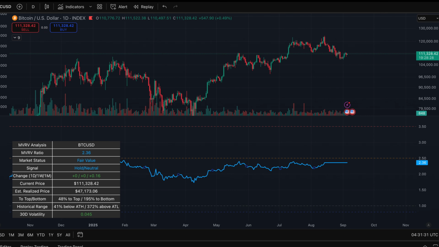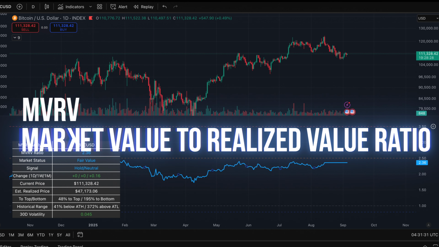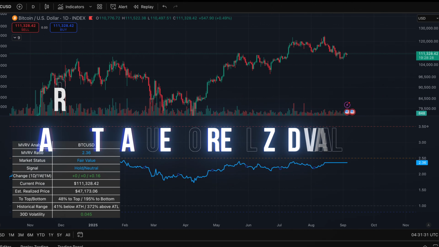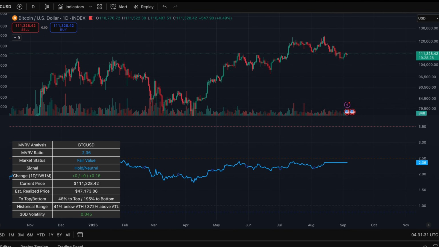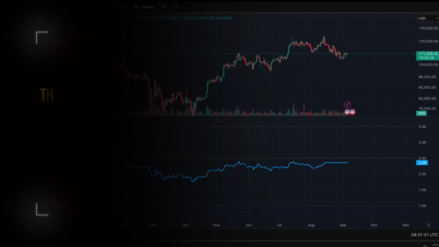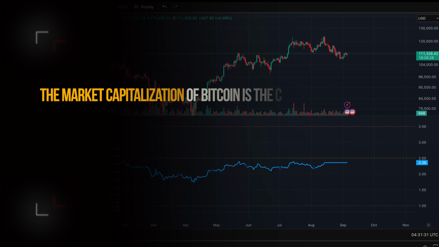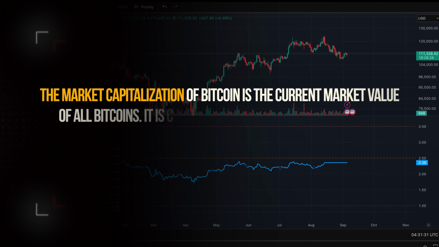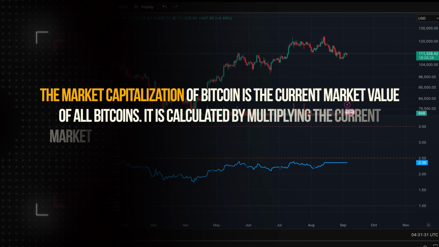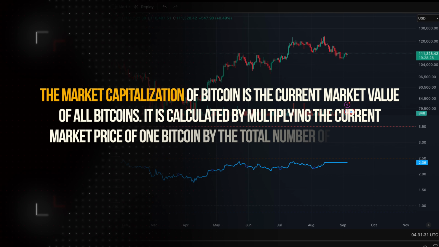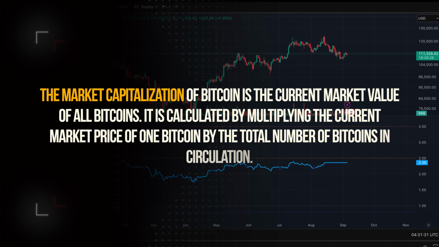MVRV is an abbreviation for market value to realized value ratio, which is equal to the ratio of market capitalization to realized capitalization. And to understand MVRV, let's explore these two terms in more detail. Bitcoin's market capitalization is the current market value of all Bitcoins, and it is calculated by multiplying the current market price of one Bitcoin by the total number of Bitcoins in circulation.